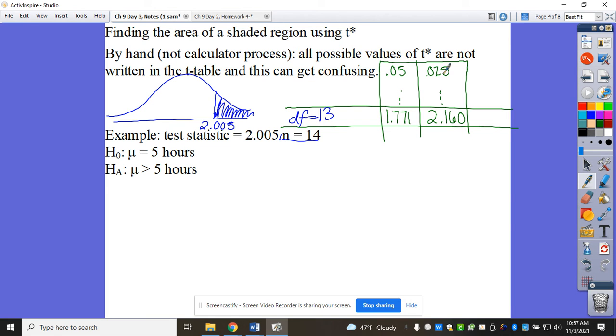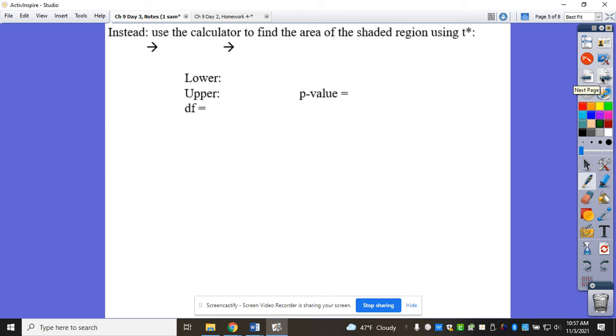So I would suggest only doing this one in the calculator, but the process is the same as the way we just did it for Z. So just finding the shaded area, not a whole problem. Where did we go to just find the shaded area for Z? And we went to second distribution and then went down to what? Normal CDF.